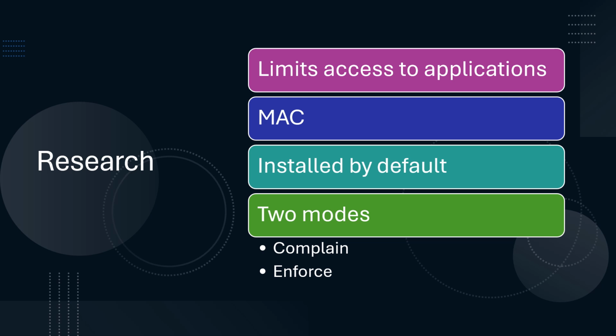AppArmor is a program that allows its users to limit specific applications from accessing folders or the internet if conditions are not met. It does this by providing mandatory access control, or MAC, security features to restrict resources to different profiles within AppArmor. On Ubuntu 24, AppArmor is already installed and enabled, and AppArmor profiles currently operate in two different modes.